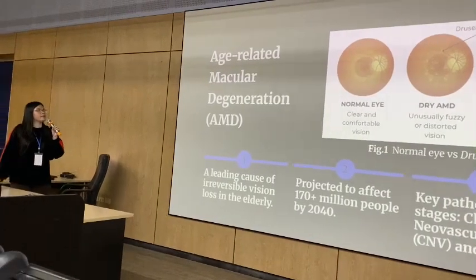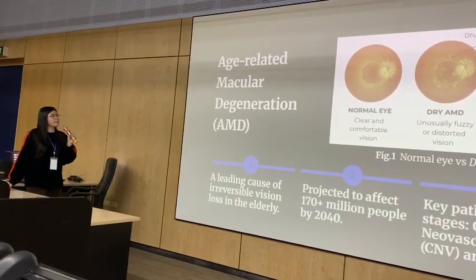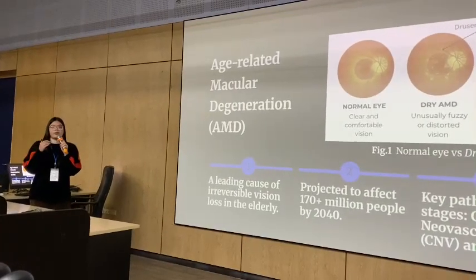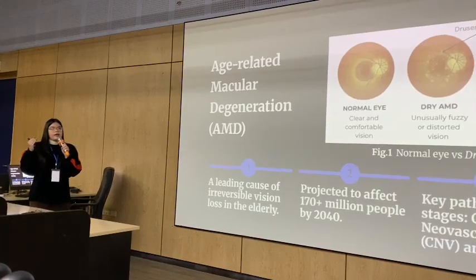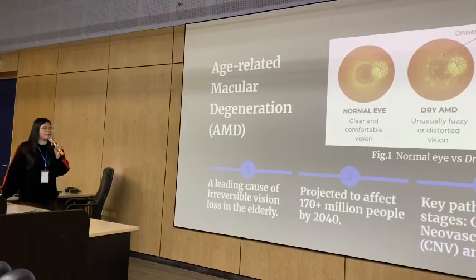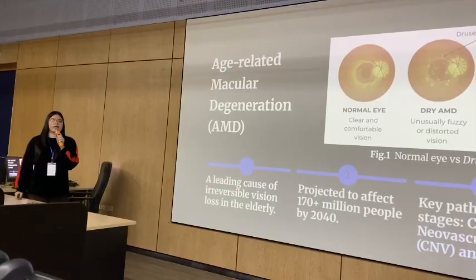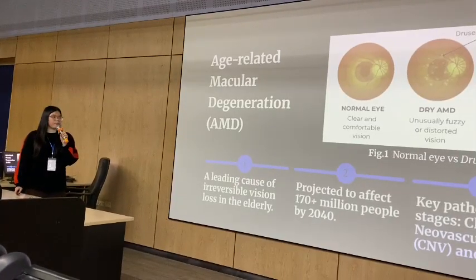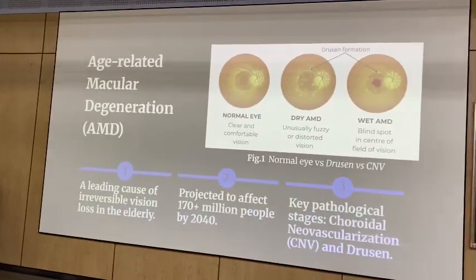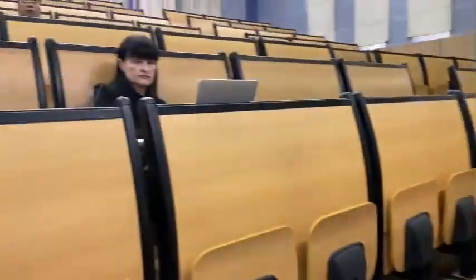So first, what is age-related macular degeneration, or AMD for short? This is an eye disease, and it happens when you're in your 50s. It affects the middle part of your eye, and it is one of the leading causes of vision loss in the elderly. And we all know that many nations have a growing population, so scientists have projected this disease will affect 170 million people by 2020.